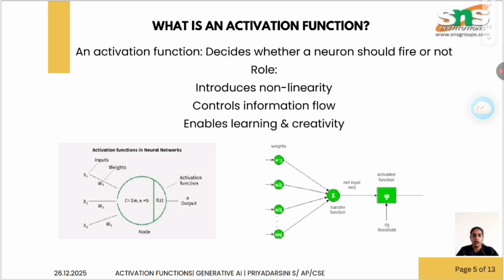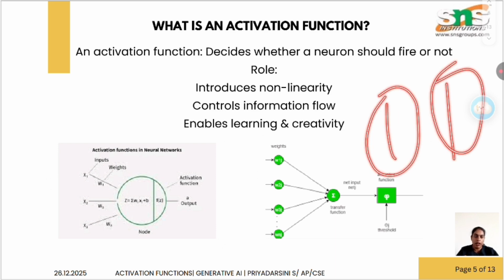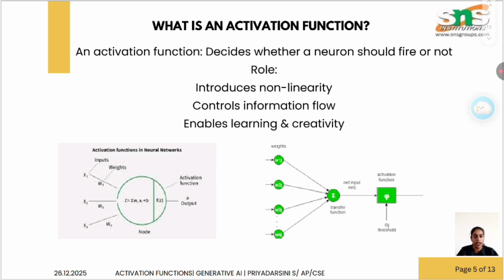Okay, an activation function is a mathematical function that decides whether a neuron should fire or not. Its main roles are: first, it introduces non-linearity. Second, it controls the information flow between layers. There will be many layers in a neural network. It controls the information which is flowing from one layer to another layer. Third, it enables learning and creativity in the deep network. Without activation functions, deep learning would not be possible.